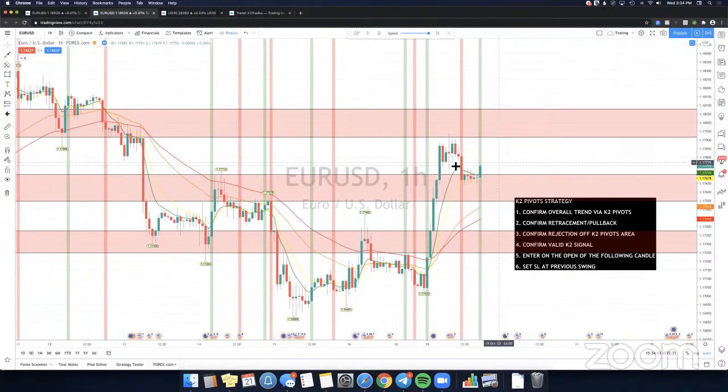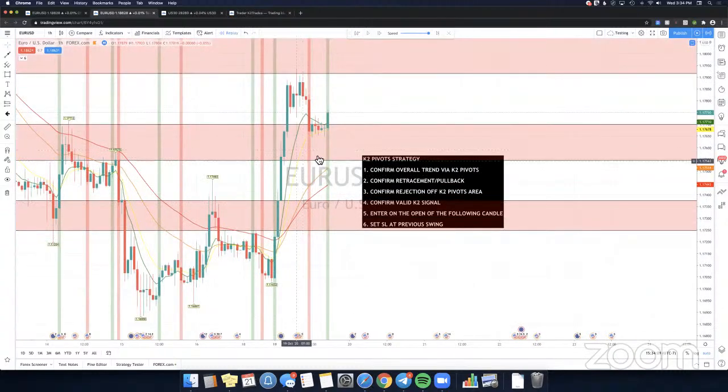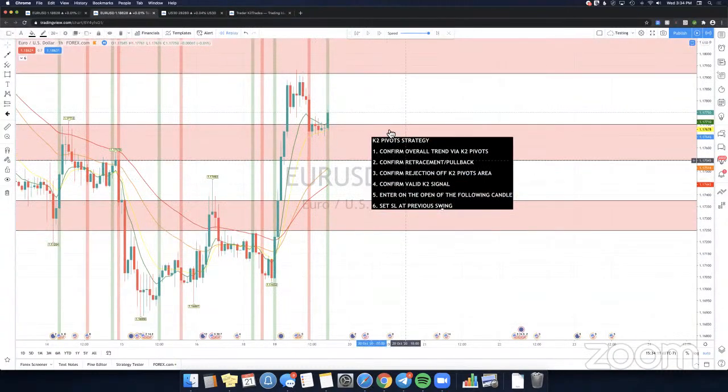Let's check out your USD right here. So here's another entry over here. I'll show you some in the opposite direction. We were looking at sells over here. Here's the same thing, but for buys. So right here, we confirm the overall trend. Price is above the pivots, they're angling upwards and they're spread out. So this is going to be an uptrend.